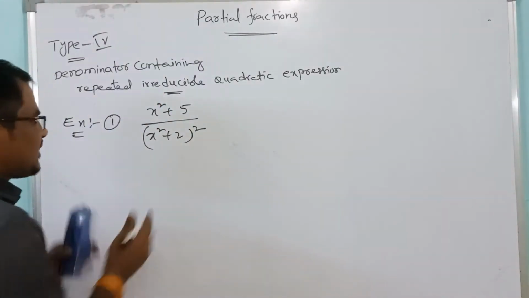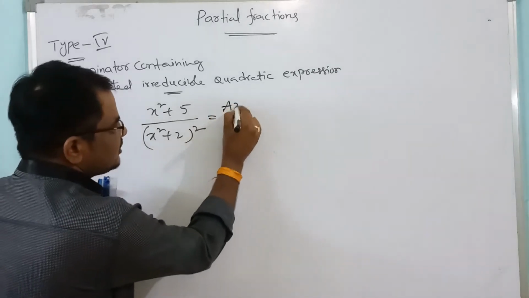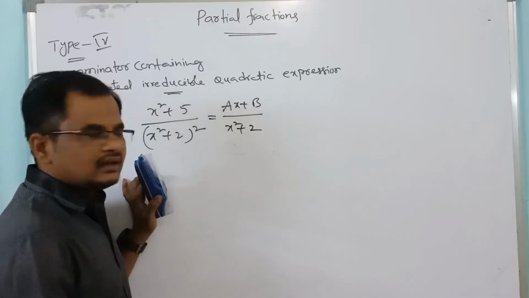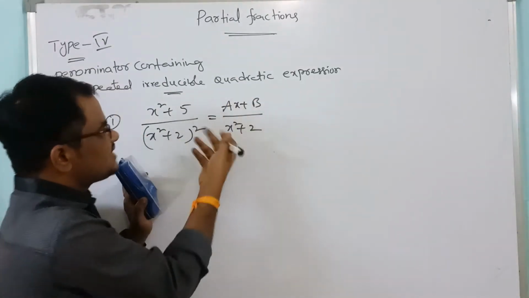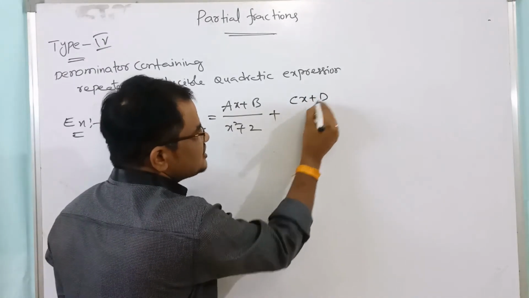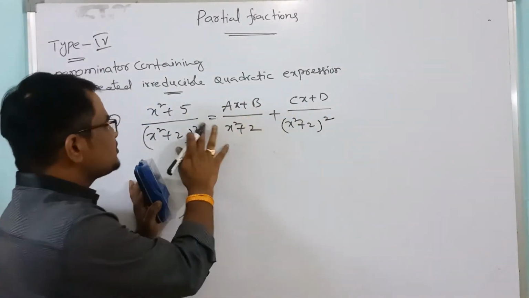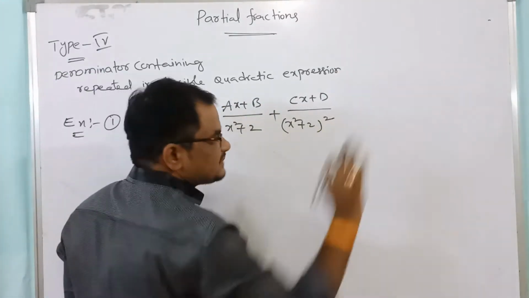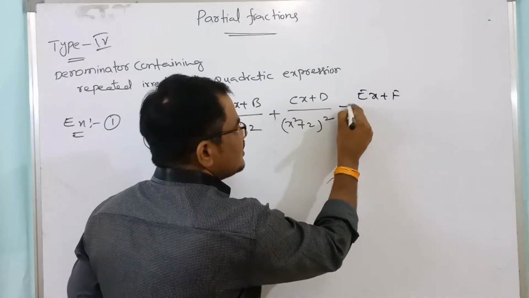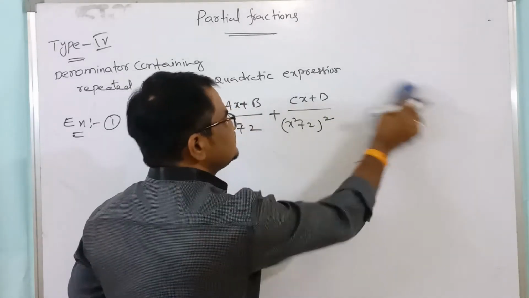Now here in this fourth type also, what do we have to write? It is a quadratic expression, so for the quadratic expression we write linear: ax plus b by x square plus 2, right? Linear by quadratic. And one more time it is repeating, so we take the second linear, cx plus d by x square plus 2 whole square. Suppose a cube is there, then one more: ex plus f by x square plus 2 whole cube. Like this you have to take, right?